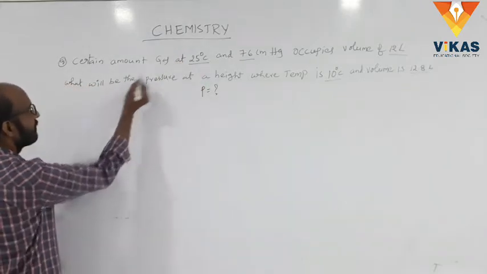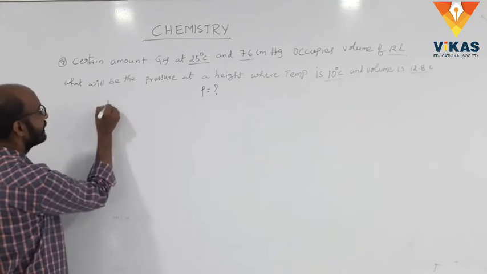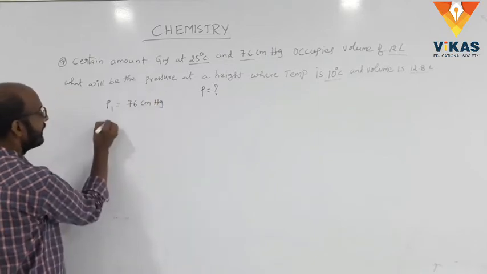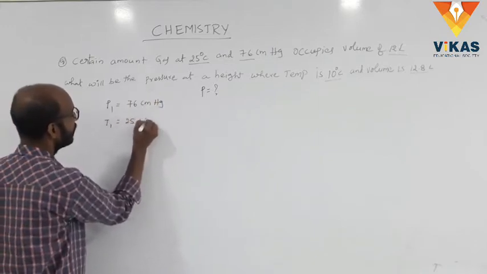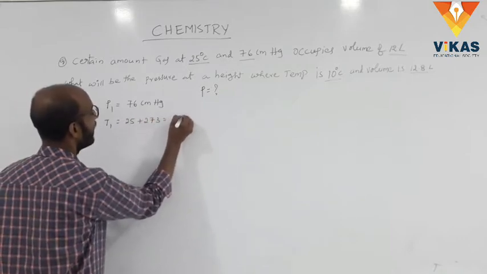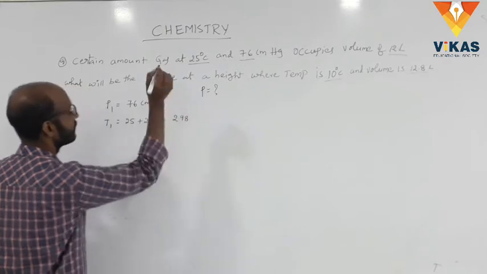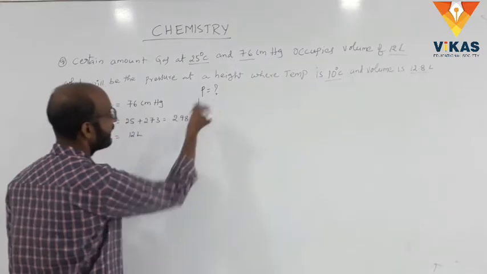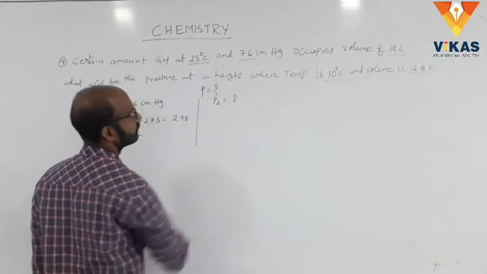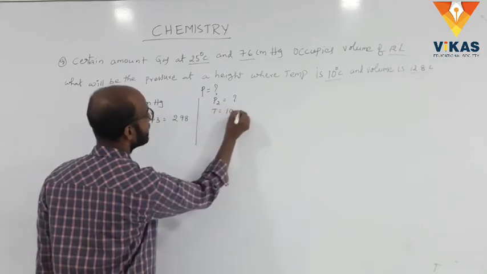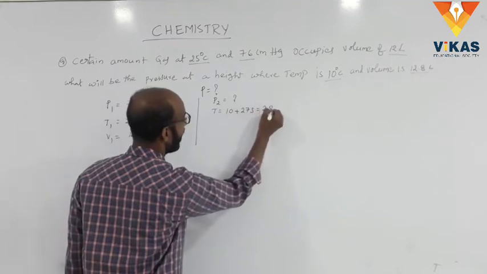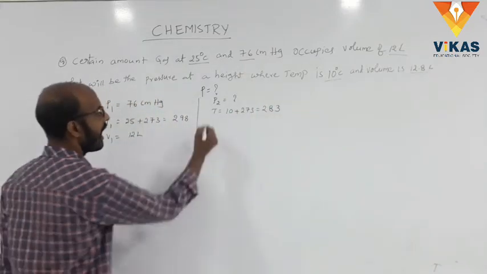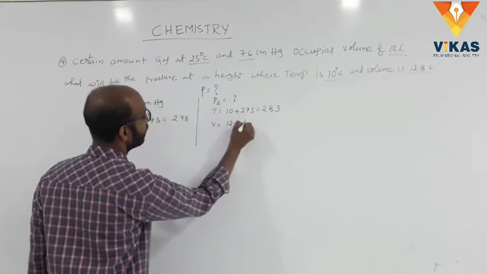So we take the first condition, certain amount of gas. P1 is equal to 76 centimeter mercury Hg, and T1 is 25 degrees centigrade plus 273 equal to 298, and V1 is 12 liters. With condition 2, P2 we have to find out. And T2 is 10 plus 273 that equals 283. And volume is 12.8 liters.